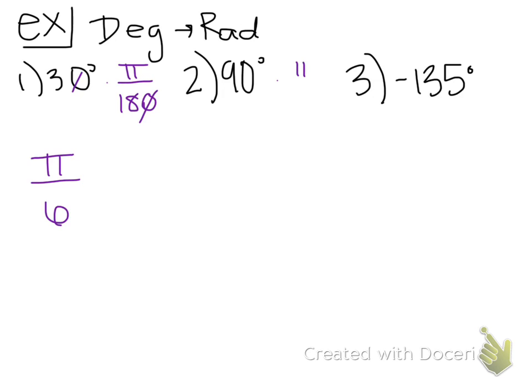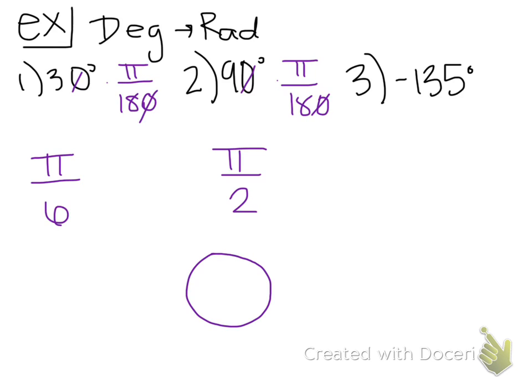Pi is supposed to be in our answer, not multiplied in. Again, we're multiplying by pi over 180. The zeros cancel. 9 over 18 is 1/2. So pi over 2 is the equivalent of 90 degrees. This makes sense because a full circle is 2 pi, which means half a circle is pi, and a quarter of a circle is a half of pi, and there's your 90 degrees to tie that together.